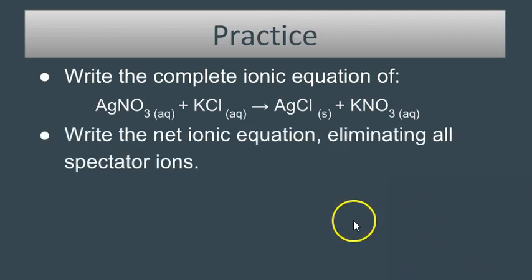All right, now that you have that written out, let's write the net ionic equation. So rewrite it, but eliminate all of the spectator ions. If it's helpful to cross them out, then do that. The net ionic equation is always going to be much shorter than the complete ionic equation, of course, because you've crossed out all the spectator ions.